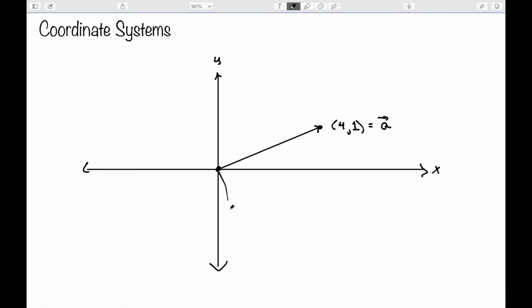If I were to do this one here, we could say this one was 1, negative 2, and we'll call this vector B. So we can uniquely determine these vectors by their terminal points. And we can absolutely expand this idea to 3-dimensional space or even higher.